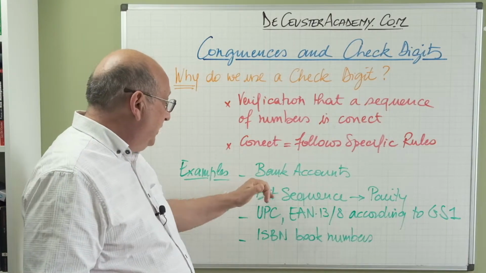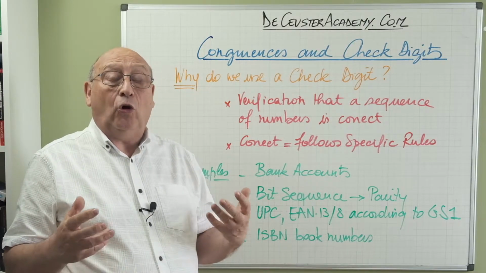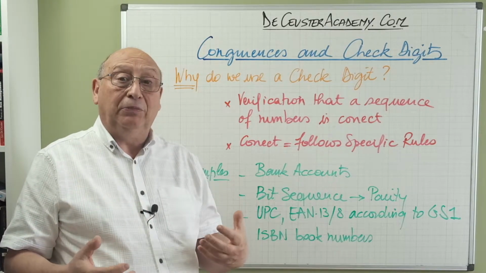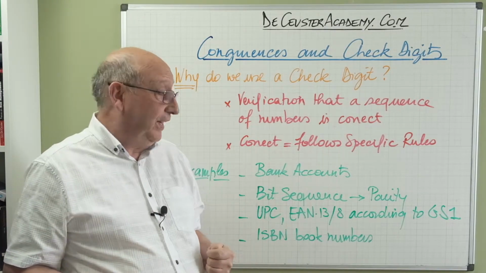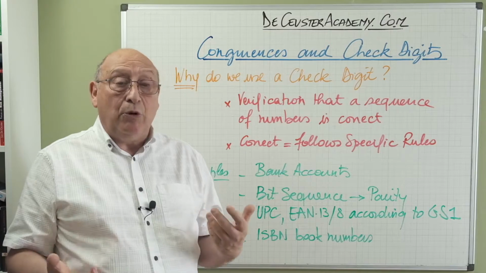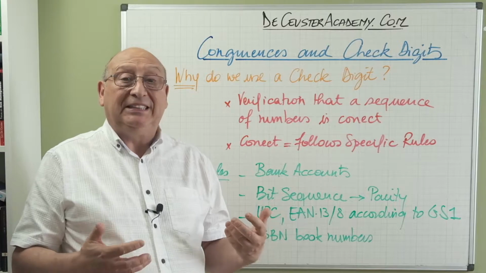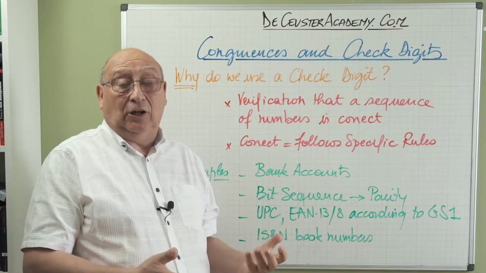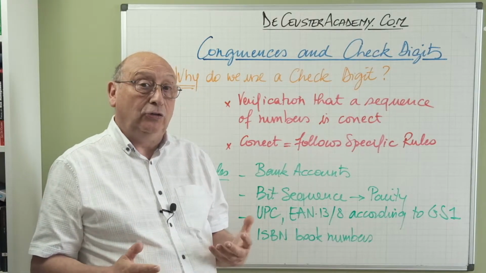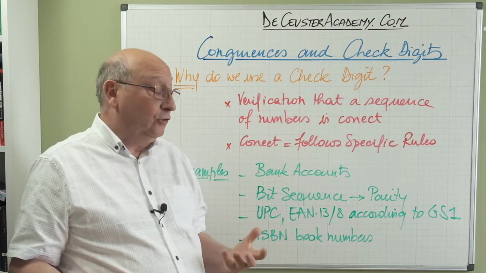What are some examples? We have bank accounts. When you have a bank account number, that bank account contains also some check digit to be sure that the combination of numbers that you're using is basically correct. We have bit sequences that we can consider, and we want to look at the parity. The parity refers to the number of bits that are equal to 1. Is it an odd parity or an even parity? Those are the things that we are going to verify, and we can verify if the sequence that we are considering is correct or not.